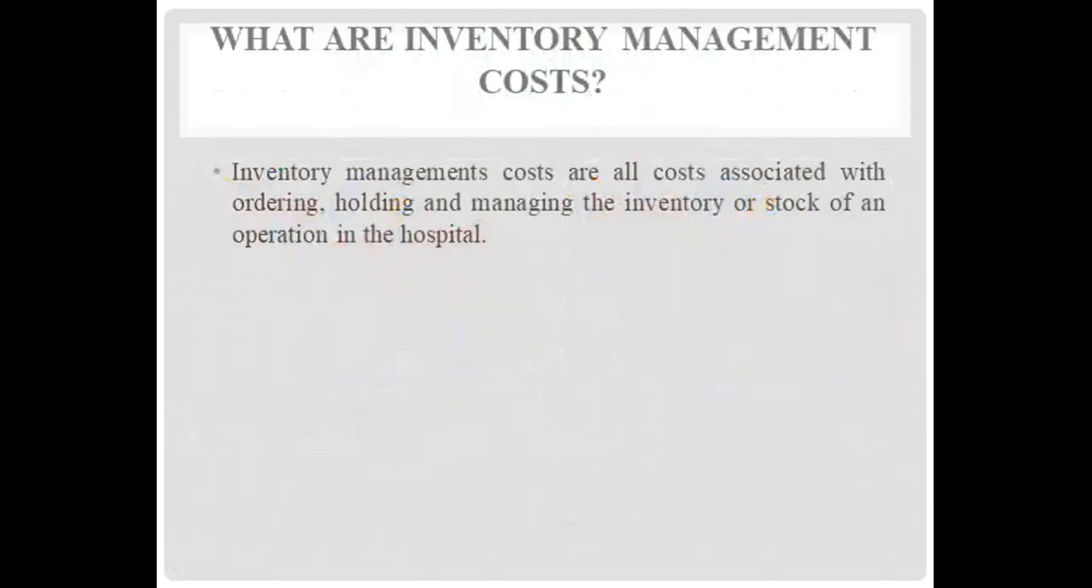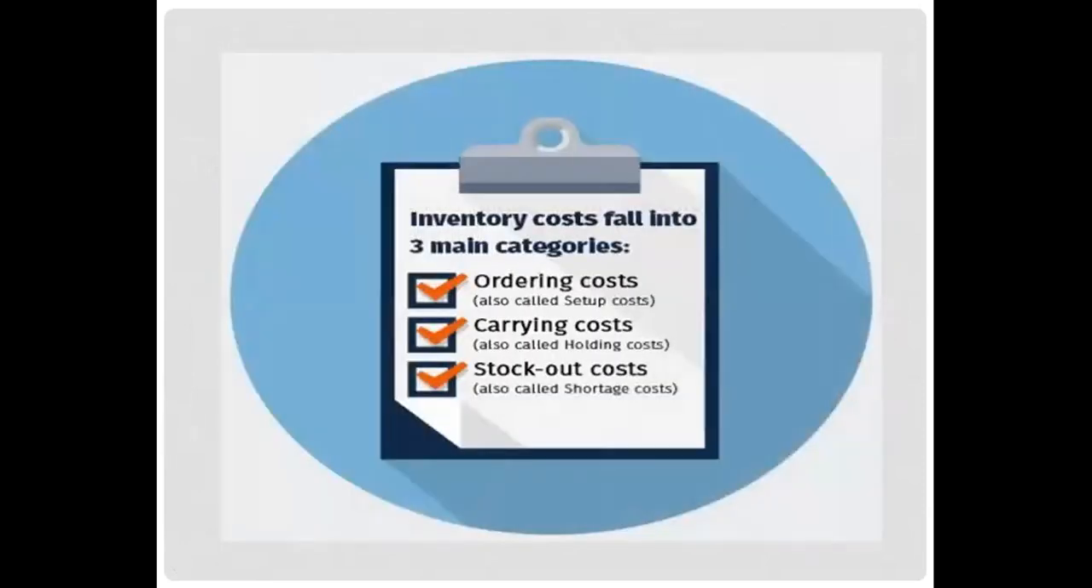There are also various costs associated with inventory management. These are the costs associated with ordering, holding, and managing the inventory or stock of any patient in the hospitals. These are divided into three categories: ordering cost, which is also called setup cost; carrying cost, which is known as holding cost; and stock out cost, or shortage cost.